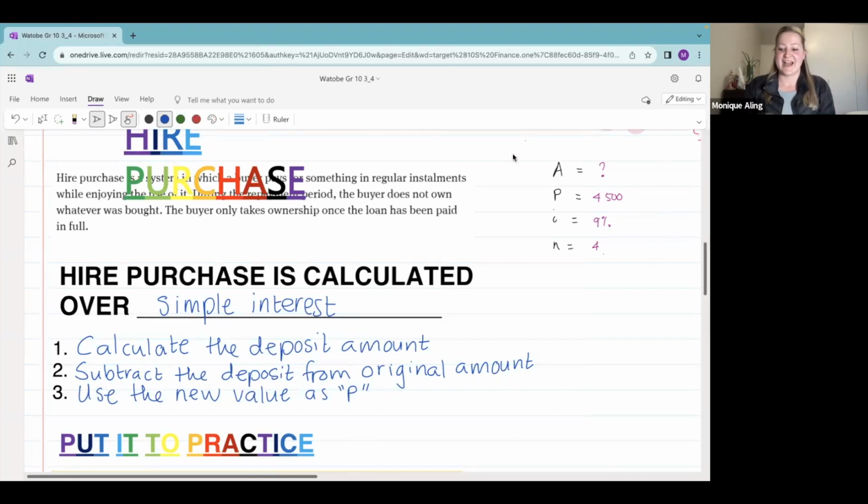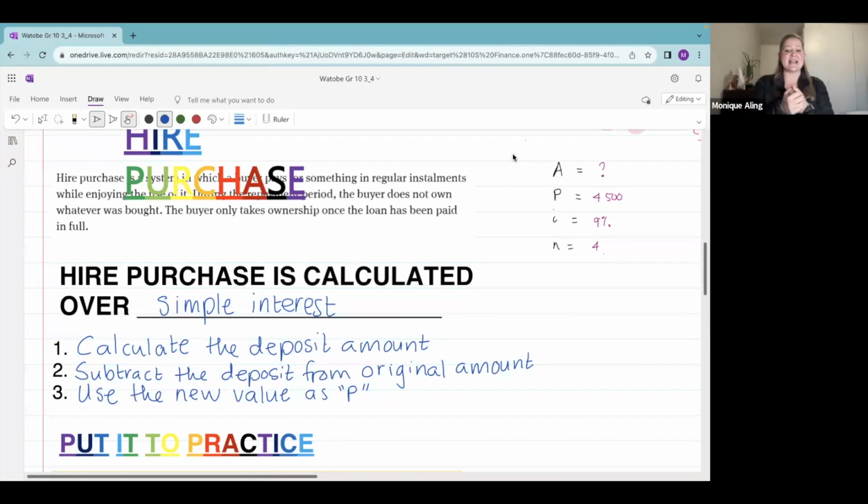Ma'am, I think a deposit is like an amount you pay before you actually pay it. It's not always the full, like 50%, but it can also be like 10%. It's like you paying just a small amount before you pay the full thing. Yes, well done. That's exactly it. Fantastic. Thank you, Tiana. Well done.